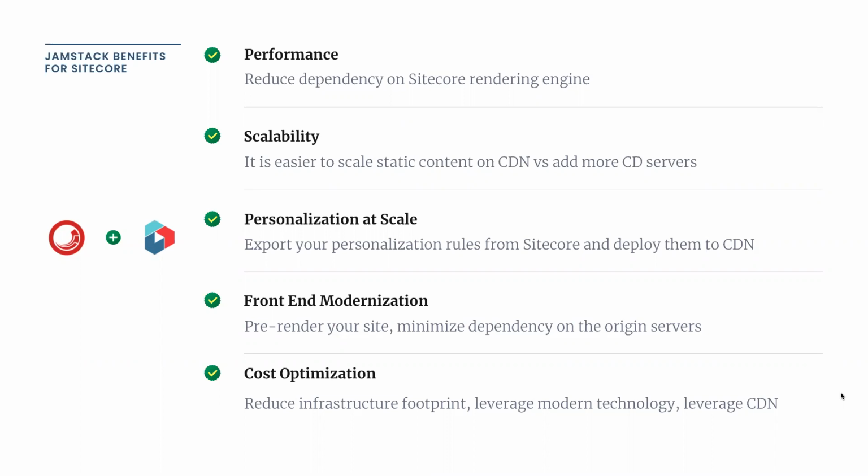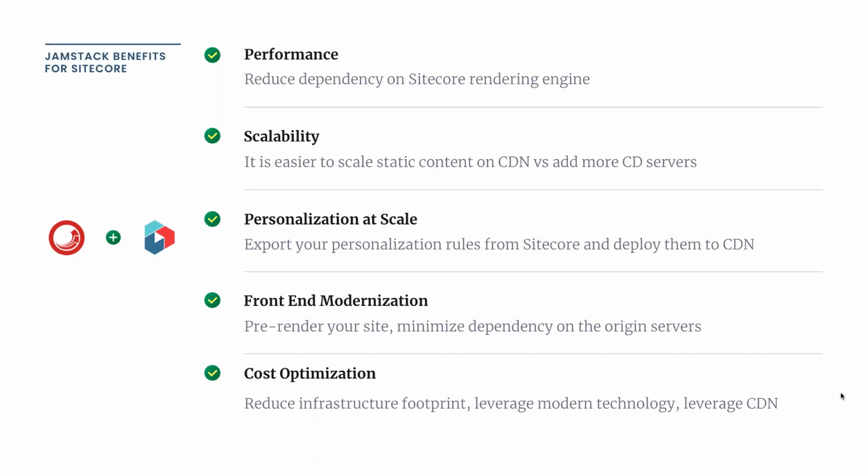Personalization is one of the key things, right? You can export your personalization rules from Sitecore and deploy them to the CDN. Uniform allows you to do that. It allows you to extract that data and serve it on the CDN with your Jamstack site. I think that's just, I can't find the word for it, but it's just great.